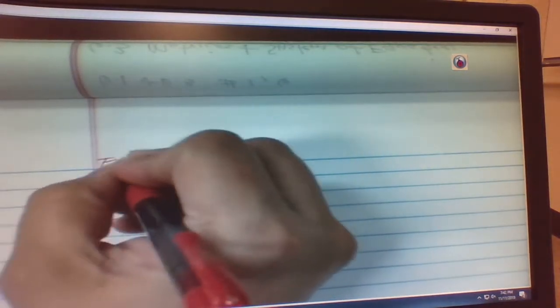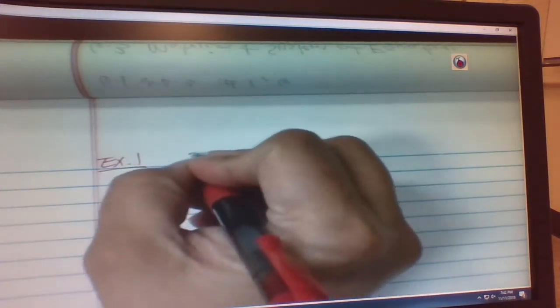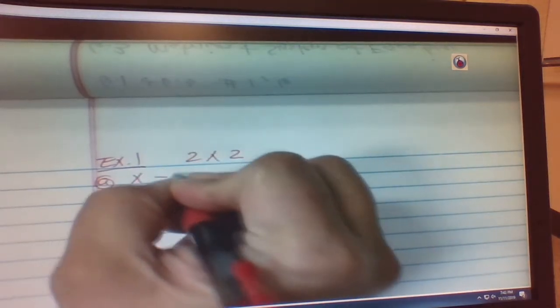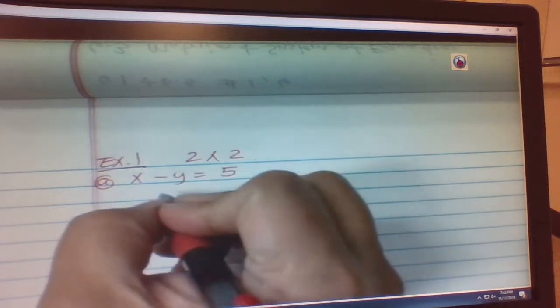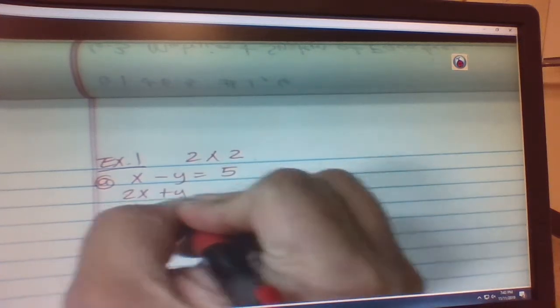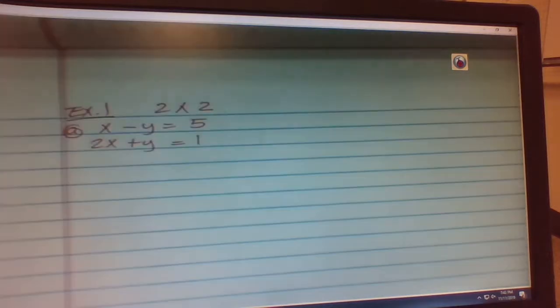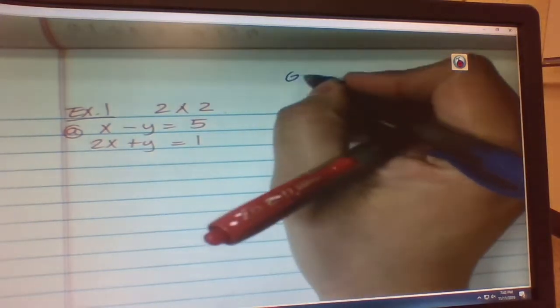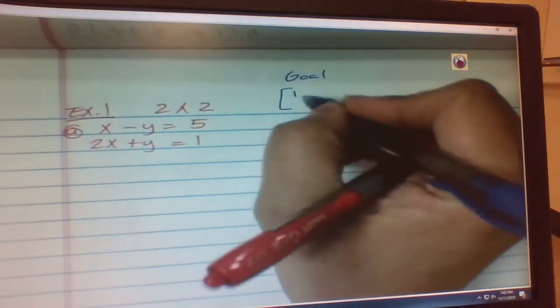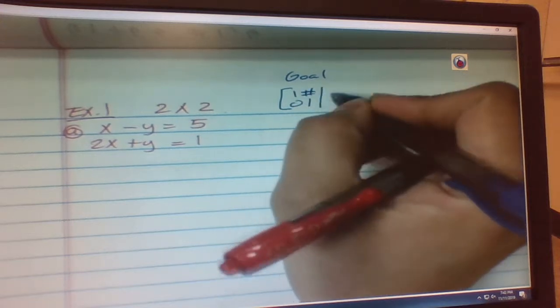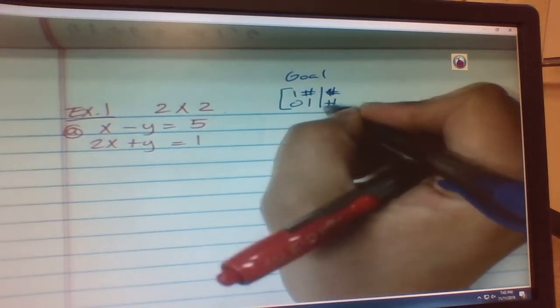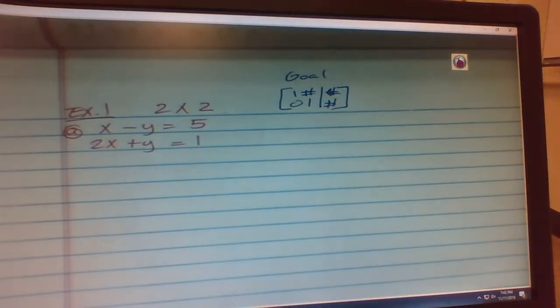Example number 1. We're doing 2x2s. This is the first problem: x minus y equals 5, 2x plus y equals 1. The first thing you do is make it into a matrix. And remember, your goal right now is to make this look like that. That's your first goal, to get that Gaussian elimination.